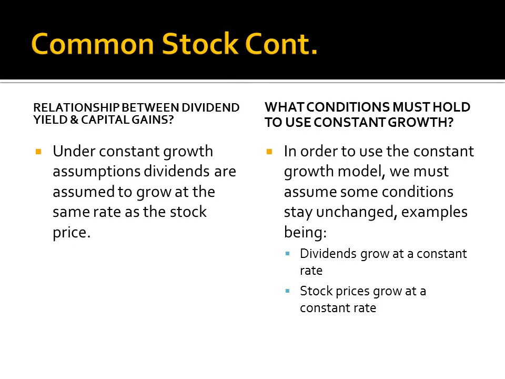As for the relationship between dividend yield and capital gains, given their definitions under constant growth assumptions, dividends are assumed to increase at the same rate as the stock price. In order for the constant growth model to work, we must assume that some conditions stay unchanged, such as dividends growing at a constant rate, as well as stock prices growing at that same constant rate.